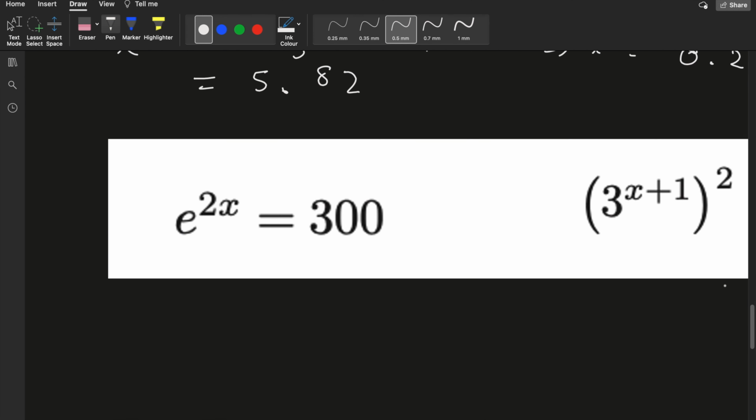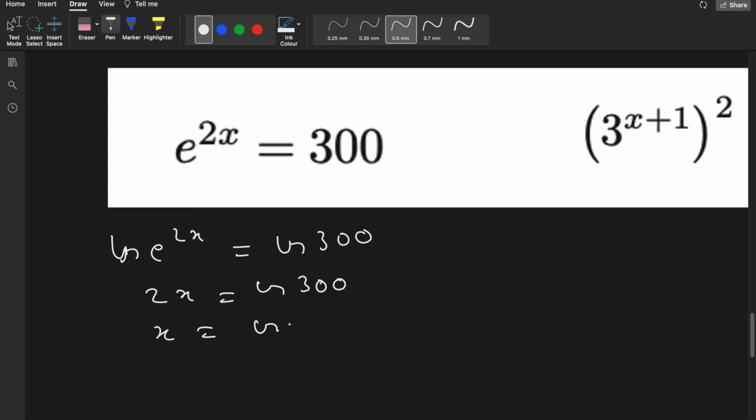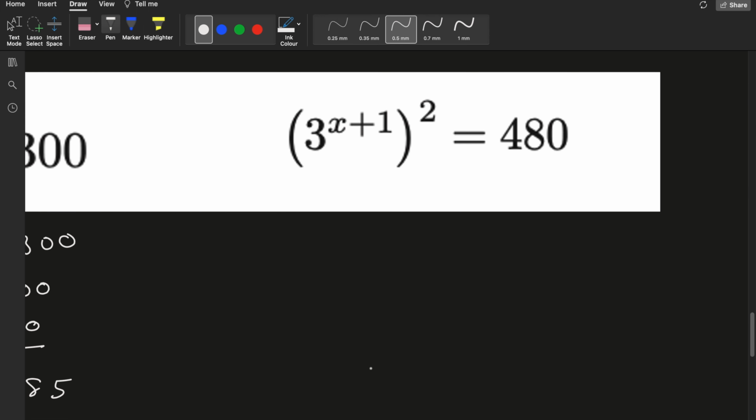And now let's look at this. This is also very similar. We have to apply the natural log to both sides. Let's just work that out. And that would give us 2.85 to 3 significant figures.